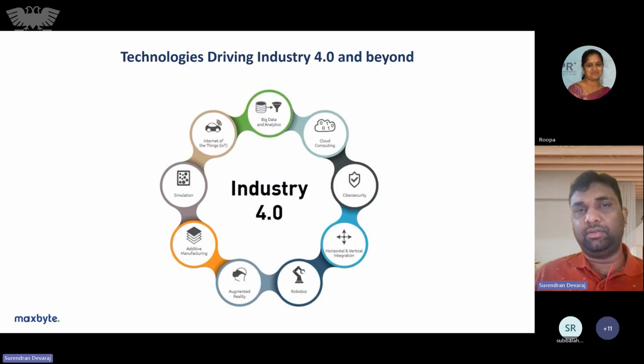As I said, there are multiple technologies driving Industry 4.0, where industrial IoT is one of the major technologies. Analytics comes into the picture, cloud computing, cyber security, robotics and automation, immersive technologies like augmented reality and virtual reality, additive manufacturing, simulations. There are multiple technologies. Digital twins is one of the key areas. So there are multiple technologies driving this industry digital transformation, so that we can make our decisions faster and more reliable with the help of data, and also increase the return on investment for this technology implementation.